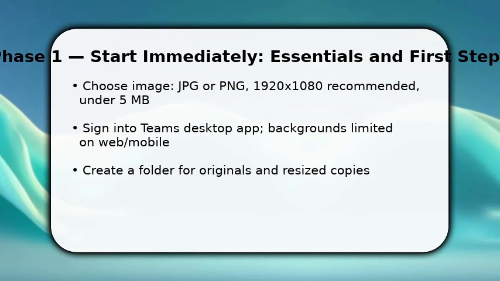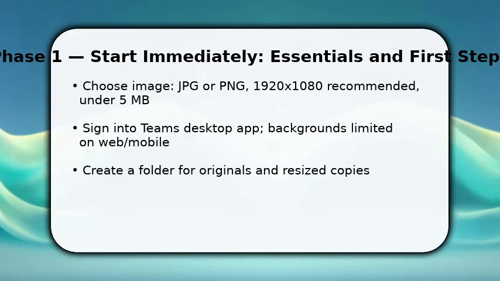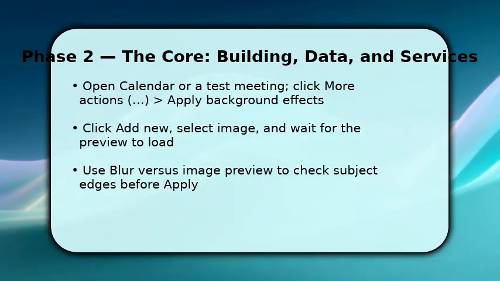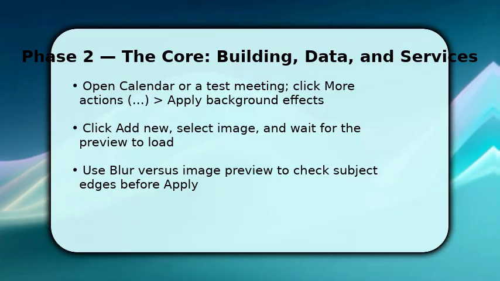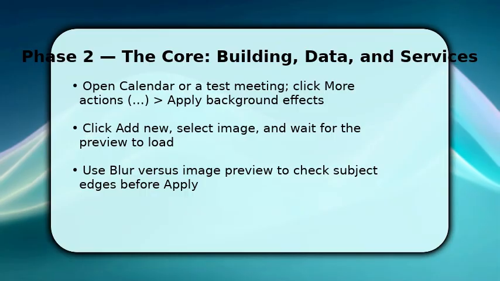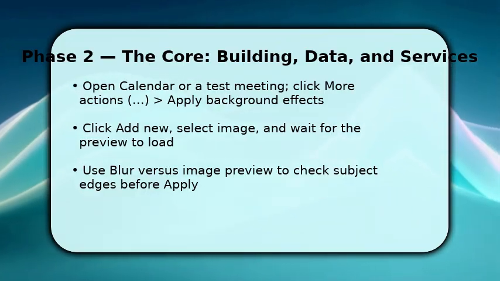You'll now open the Teams settings to reach background effects without delay. This is where you add custom images. Next, join a test meeting or open the device settings in Teams and go to More Actions, then apply background effects. Click Add New, select the prepared image file from your folder, and wait for the preview to render. Teams generates a composited view to show placement.